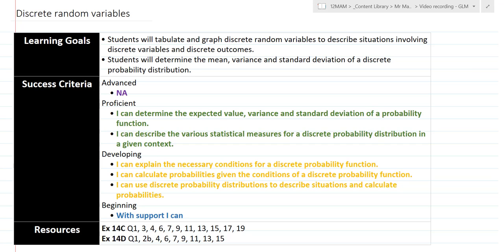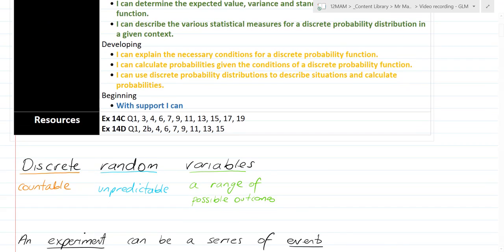So I'm just going to run through some stuff to do with discrete random variables first, and this leads into something called Bernoulli distributions in probability, which leads into binomial distributions, and they're quite closely linked, and we'll get to those eventually. So let's start with discrete random variables.